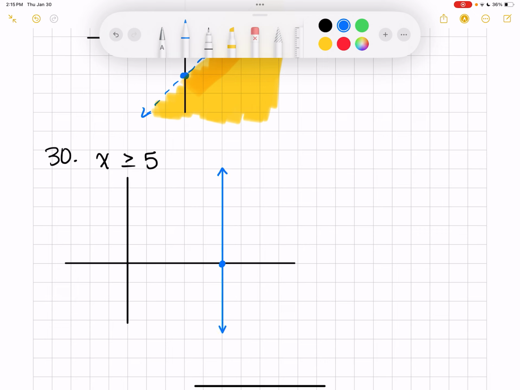Now, this one is greater than, but it's x. So I need to shade where x is bigger than that line. Where is x bigger, on the right or the left? On the right side. So this one gets shaded over here. If I chose 7 and plugged it in, 7 is greater than or equal to 5, so I'm good.